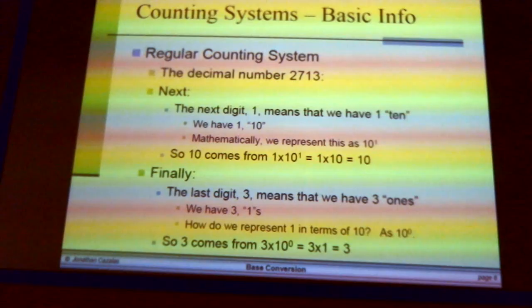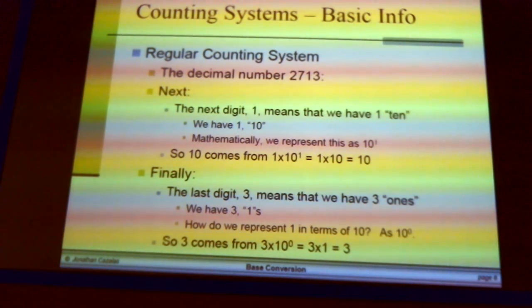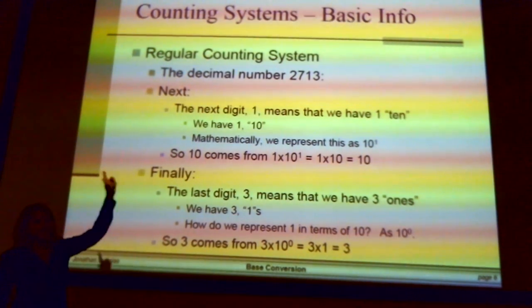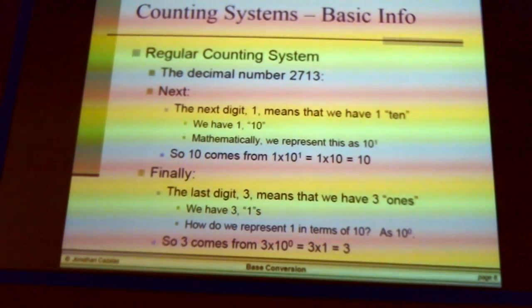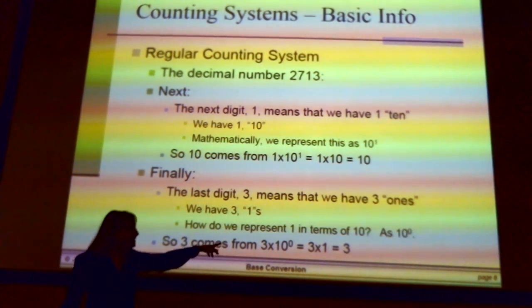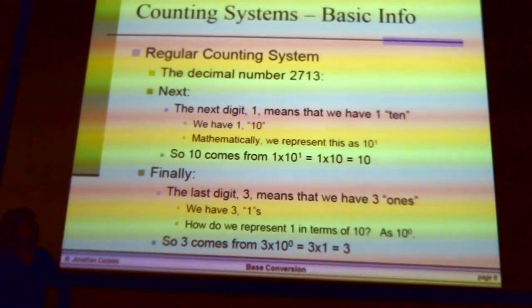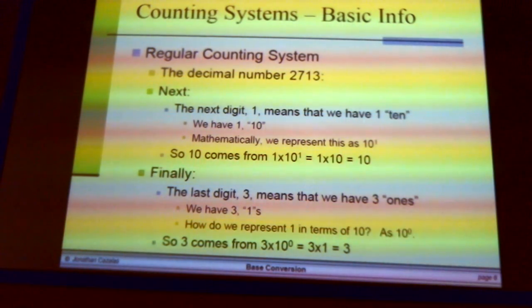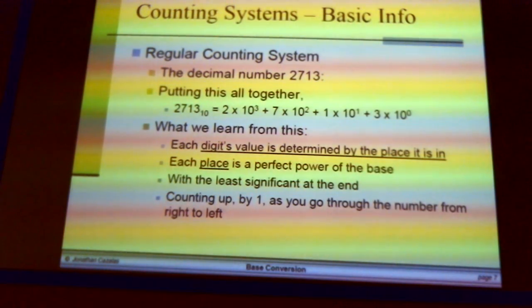Then we get down to the 10 and the 3. So the 10 really is the value 1 times 10 to the first power, because 10 to the first power is 10. And then the 3 is 10 to the 0 power, because that's 1. And times 3, you get your 3. So if you change the way you look at your data, this is what you do.